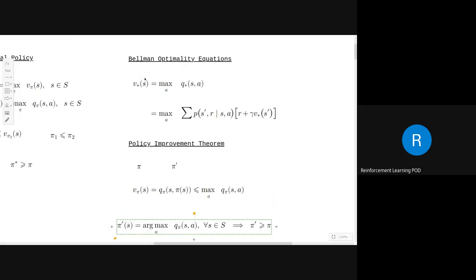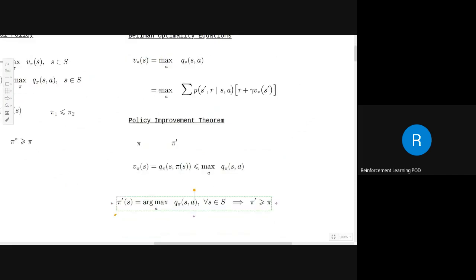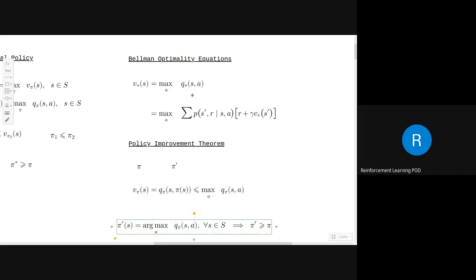So if you notice, max over a of q star of s comma a is equal to v star of s. Roughly, that's what we are saying here. If you remove the argmax and replace it with v of s, you will end up with v of s equal to max over a of q of s comma a. Roughly the same equation. So if the new policy is only as good as the previous policy, that means you have reached optimality.